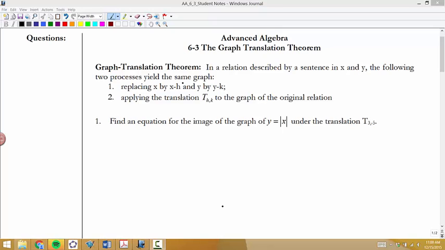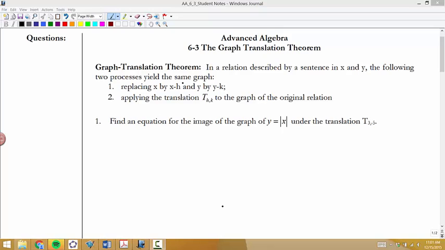This is the notes for section 6.3, the graph translation theorem, and what this is going to lead to is our second form for quadratic equations, and that is writing a quadratic in what we call vertex form. So in order to do that, we have to first understand what the graph translation theorem says.